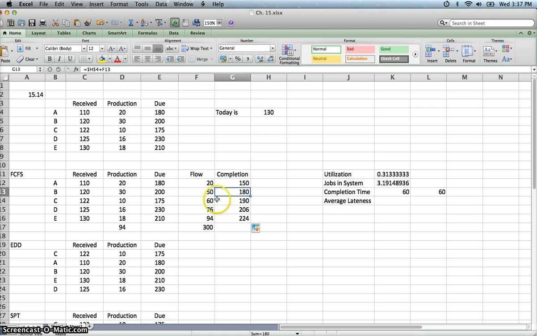basically, you know, today's 130, but I have to do A before I can do B. And so that is 20 plus the 30 days to do B. So that means this will be due at 180.